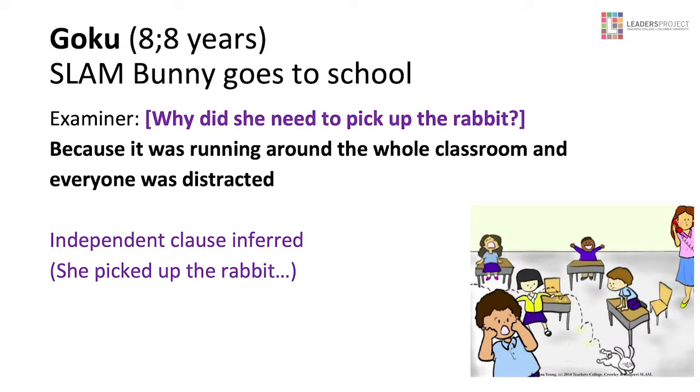So let's look at the particular sentences. The examiner said, why did she need to pick up the rabbit? And he said, because it was running around the whole classroom and everyone was distracted. The independent clause is inferred. She picked up the rabbit.